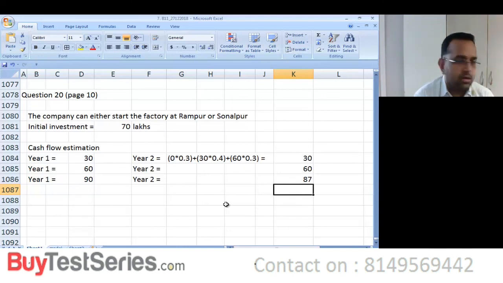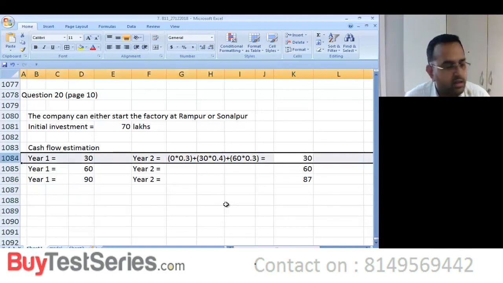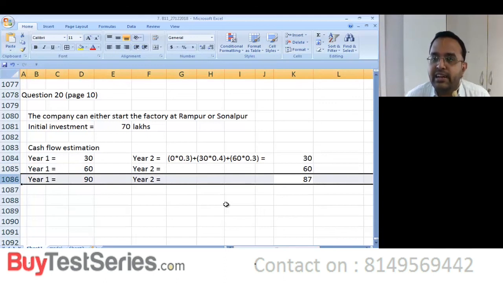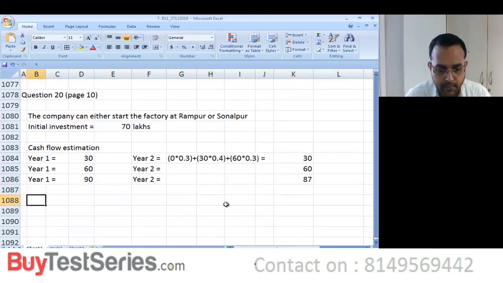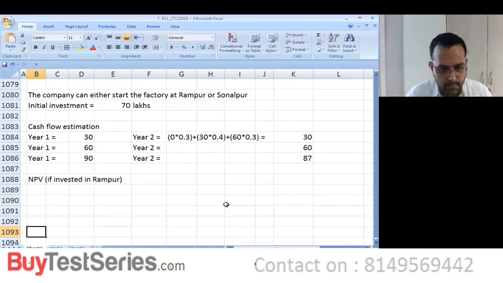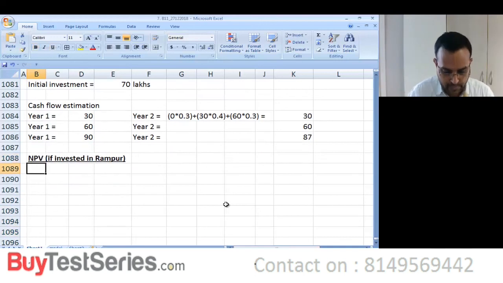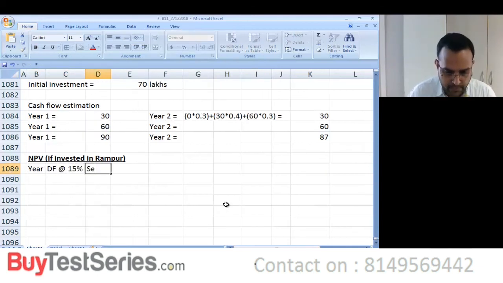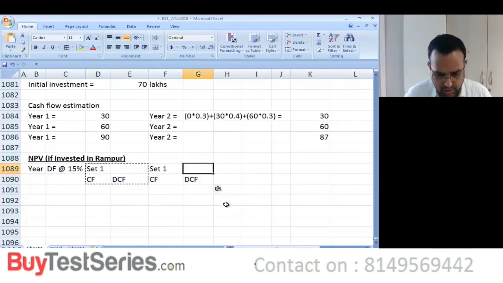Right? So now we are just translating the question. We are saying that there are three set of cash flows. Set 1 is 30-30. Set 2 is 60-60. Set 3 is 90-87. These are all the three possible cash flows for year 1, year 2 and year 3. What is the average net present value that we'll get from Rampur, correct? NPV if invested in Rampur. Here, what is the discounting factor? 15%. Yeah. Set 1, cash flow, discounted cash flow. Set 2, set 3.